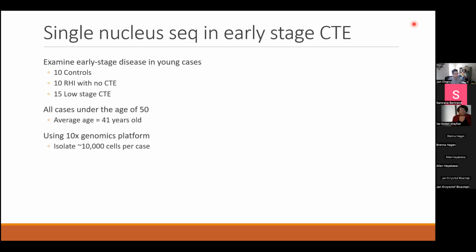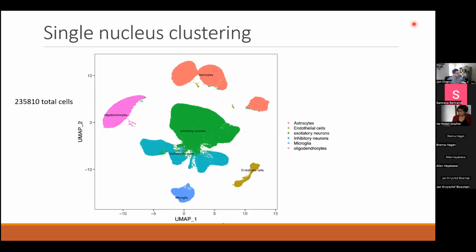And this is where it's really important that we can look at this subtle distinction. We used the 10x platform to do single cell sequencing, and we isolated 10,000 cells per case. So if you're not familiar with single cell sequencing, this is sort of the first clustering you can expect to see from any sort of sequencing study.